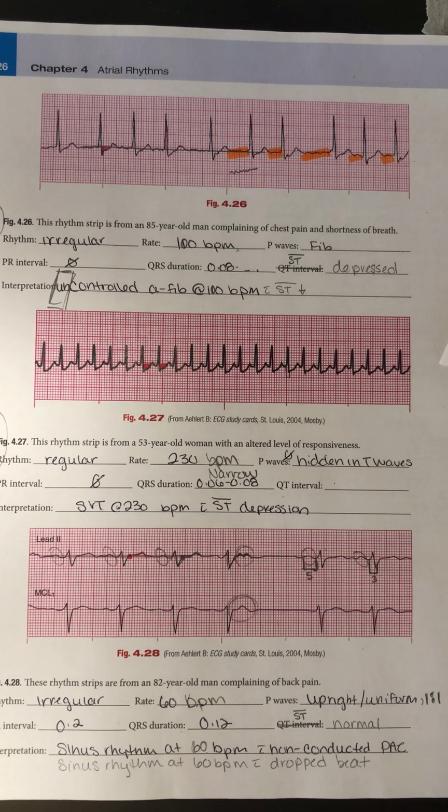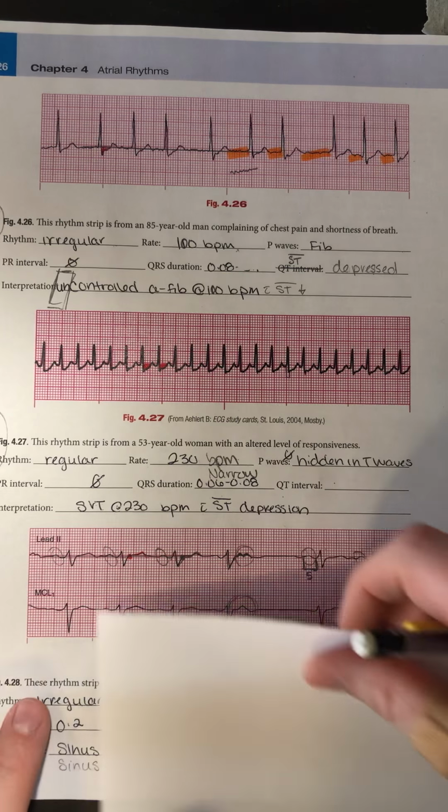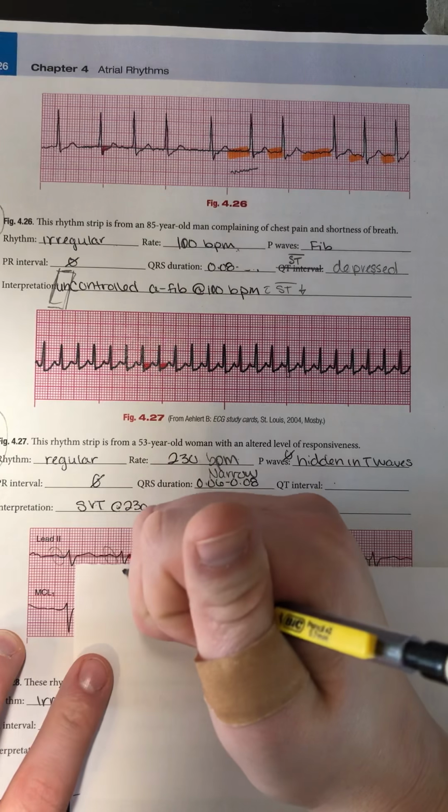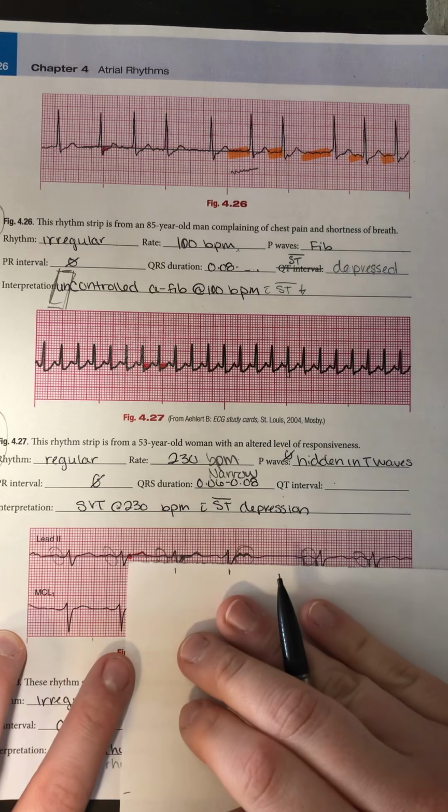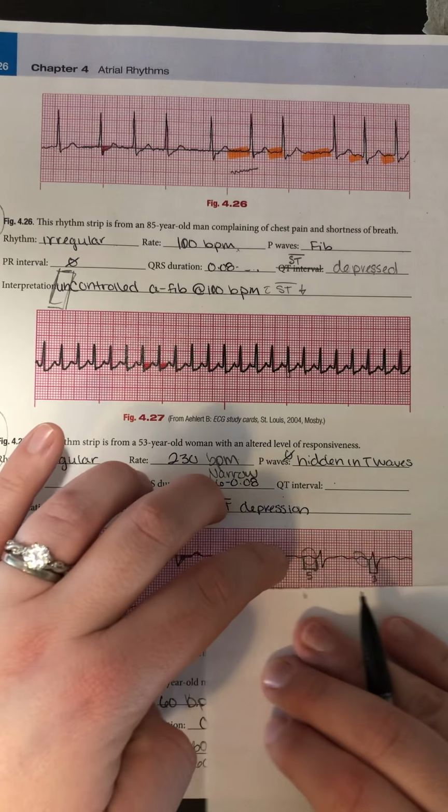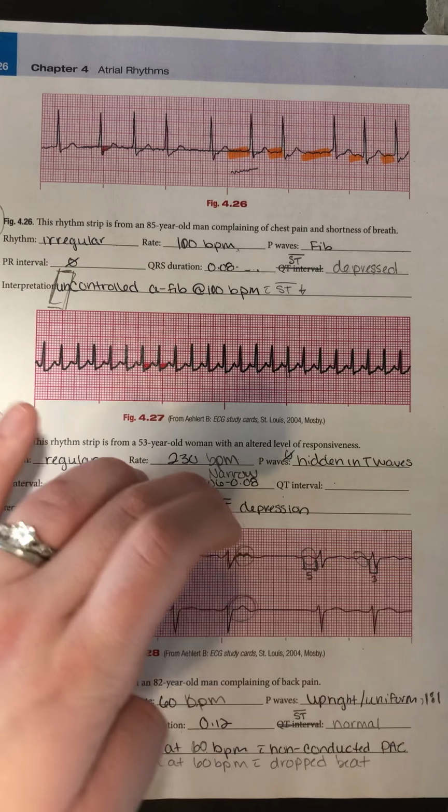So the name of this rhythm would be a sinus rhythm because everything else about it is sinus. It's regular, has P waves for every QRS complex. Everything follows within normal limits with a non-conducted PAC. A lot of people miss that little P wave, and that's okay because it is really hard to see. I have a lot of students write sinus rhythm at 60 beats per minute with a dropped beat. And if you do measure it out, it would almost perfectly be a dropped beat. So very close.